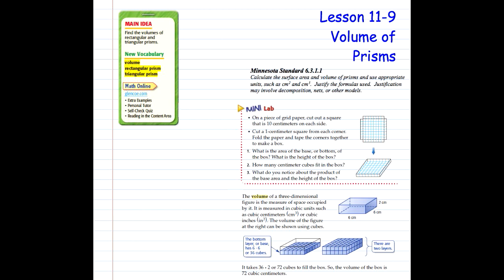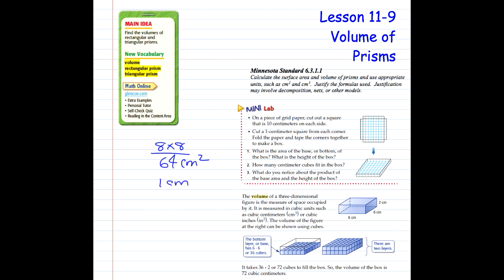Well, because we cut out the corners and we fold it up, we actually have 8 by 8, which is 64 centimeters squared. What is the area of the base or the bottom of the box? What is the height of the box? The height of the box is 1 centimeter.